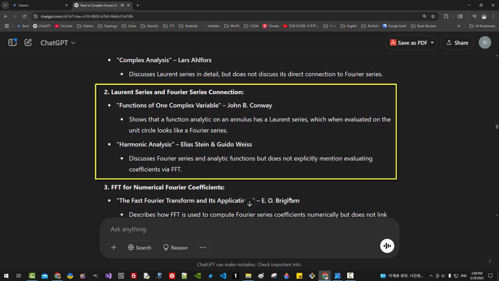2. Laurent series and Fourier series connection. Functions of One Complex Variable, John B. Conway, shows that a function analytic on an annulus has a Laurent series, which when evaluated on the unit circle looks like a Fourier series. Harmonic Analysis, Elias Stein and Guido Weiss, discusses Fourier series and analytic functions but does not explicitly mention evaluating coefficients via FFT.